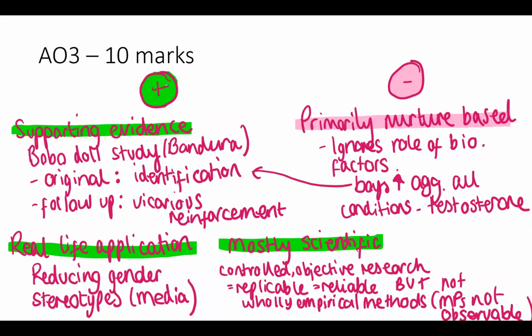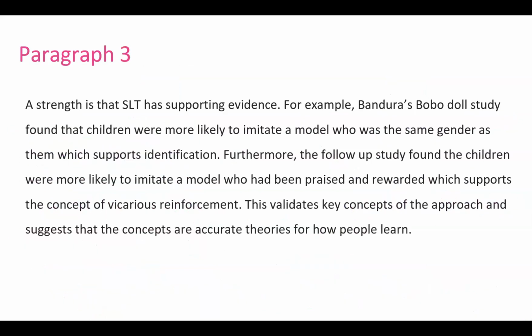The other thing that I wanted to highlight at this point before I show you some example paragraphs is that a lot of these points kind of refer to the Bobo doll study. And one of the main things to be careful of when using this study is that there's a lot that you could say about it, but you want to be very selective in how you use that study. You want to use parts of that study to demonstrate the evaluative comments that you're making. So for that reason, I would start with using that study as supporting evidence as your first evaluation paragraph.